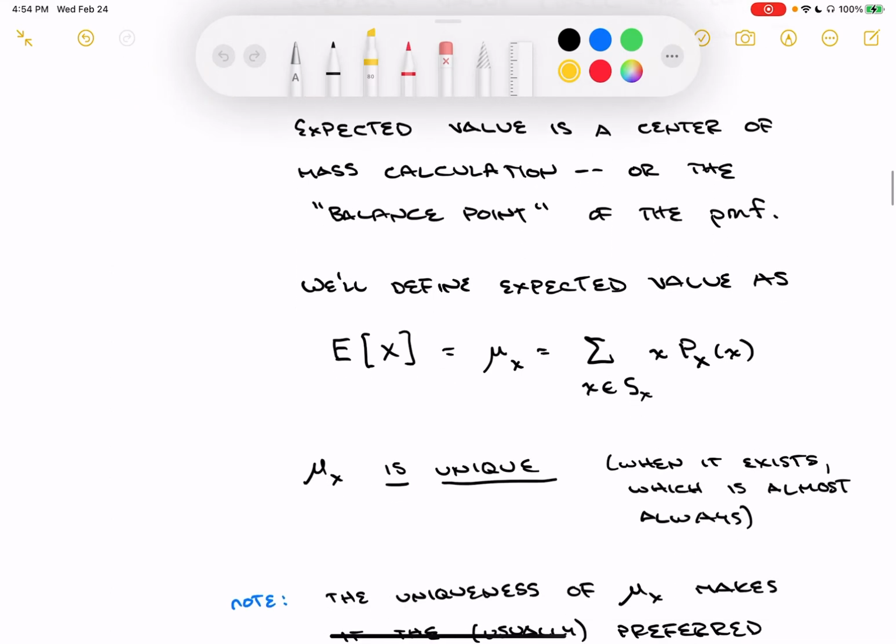So how might we define this? The expected value, we're going to use a notation here, capital E, that's read expected value, and then it's the expected value of random variable X. That's one way of doing it. We're going to also look at some other expected values. It doesn't just have to be of X. We could do things like expected value of X squared. You could do expected value of some function of X.